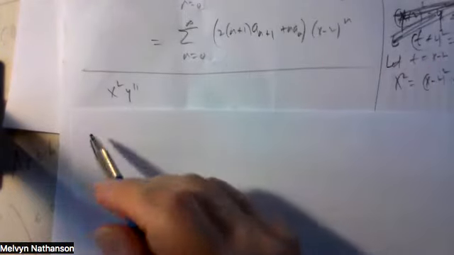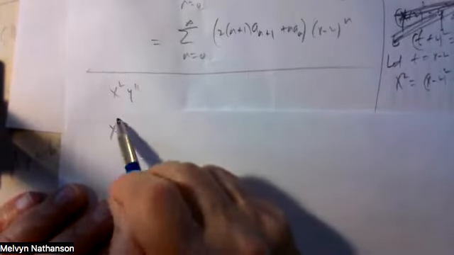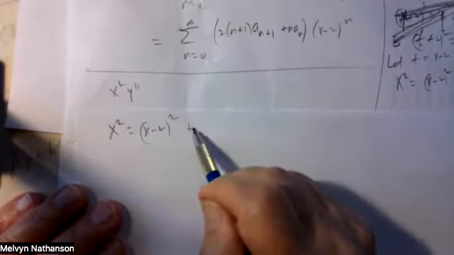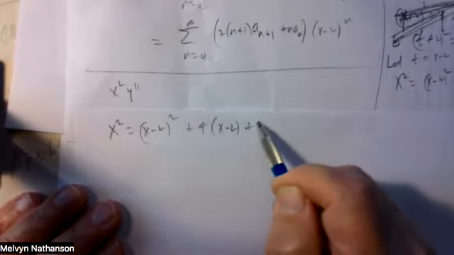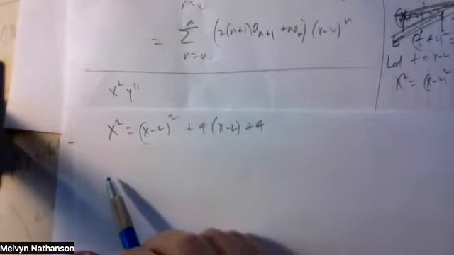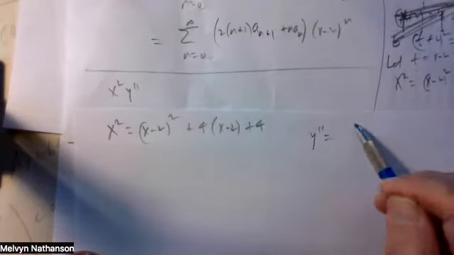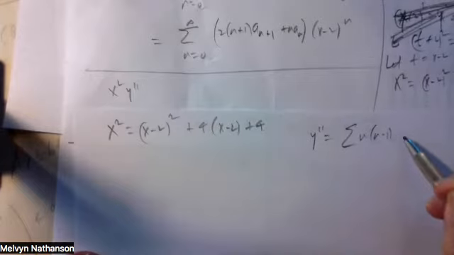So we have what you might call a high school algebra identity: x squared is (x minus 2) squared plus 4 times (x minus 2) plus 4. And y double prime is the summation of n(n minus 1) a sub n (x minus 2) to the n minus 2, where n goes from 0 to infinity, though when n is 0 this is 0, and when n is 1 this is 0.